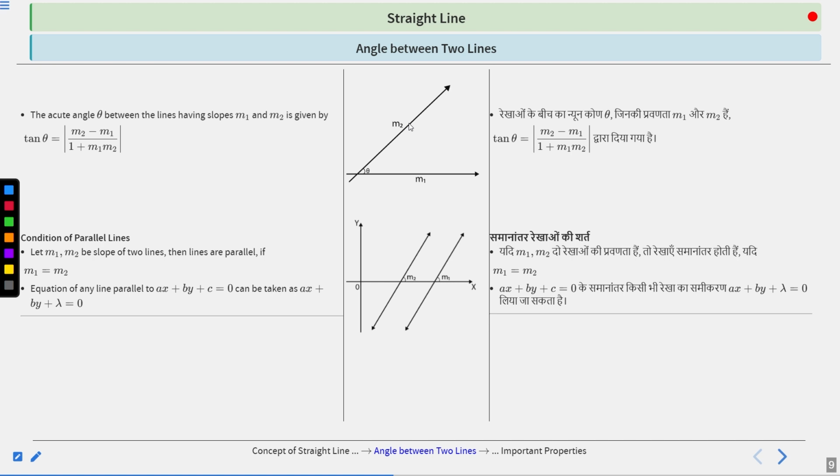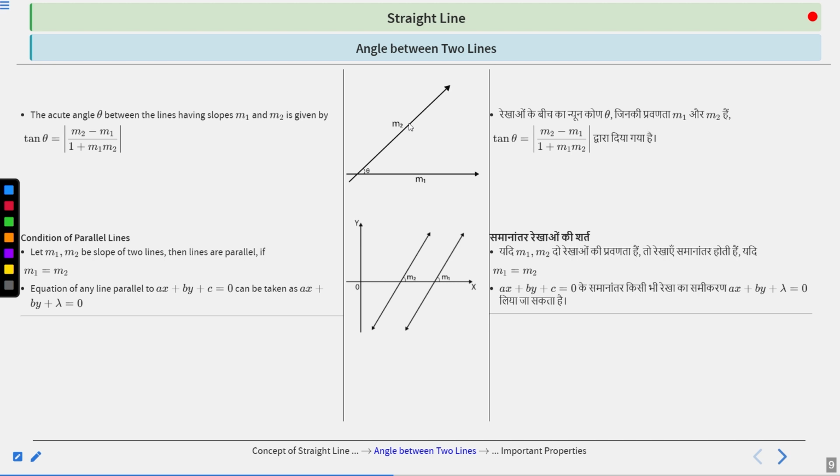So the equation of a straight line parallel to ax plus by plus c equal to 0. Suppose we have a line ax plus by plus c equal to 0. Then any line parallel to this line can be taken as ax plus by plus lambda equal to 0. Clear? So the equation of a line parallel to ax plus by plus c equal to 0 can be taken as ax plus by plus lambda equal to 0. You have to keep this in mind.